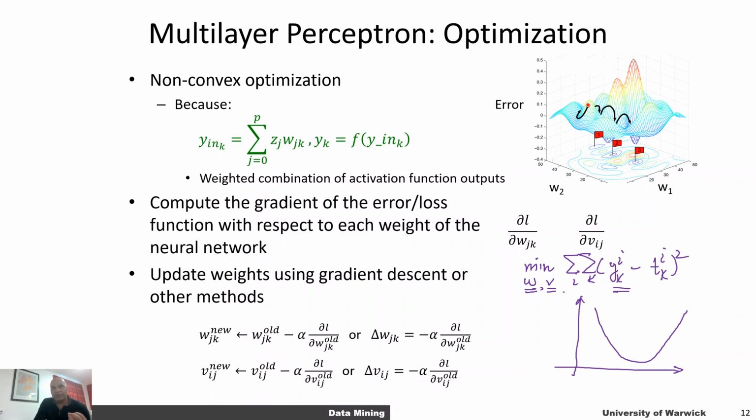But if you think about it, this output depends upon the activation function, which is nonlinear, and it may not be convex. That can lead to very complex optimization, and your convergence is no longer guaranteed because you don't have a convex optimization problem. So that leads to a non-convex optimization problem, which is really difficult to optimize using gradient descent.